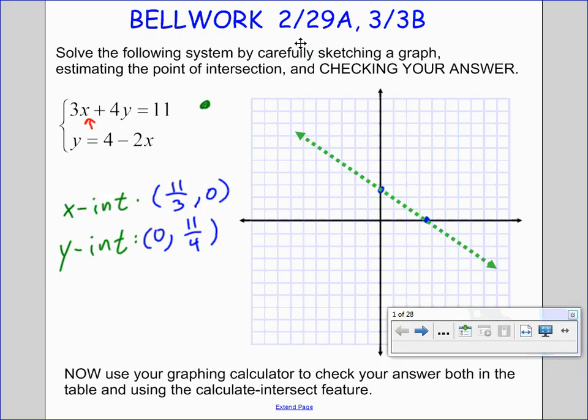The next line is in which form? Slope-intercept form, standard form, or point-slope form? So what's the second equation in? Slope-intercept form, standard form, or point-slope form? Jacques? It is slope-intercept form.